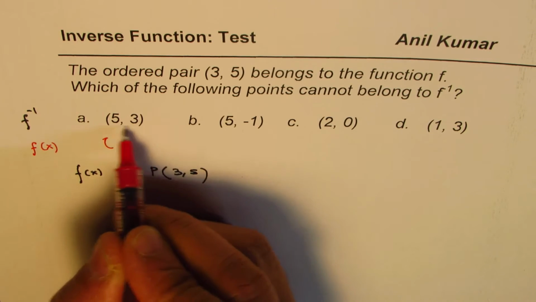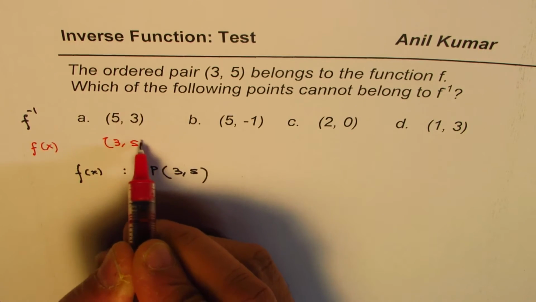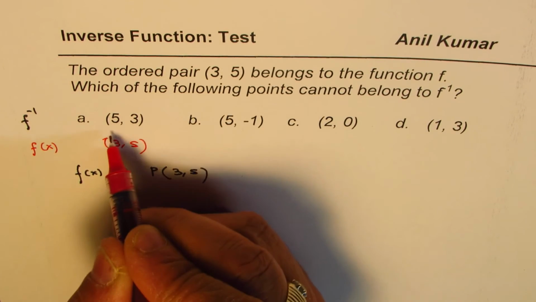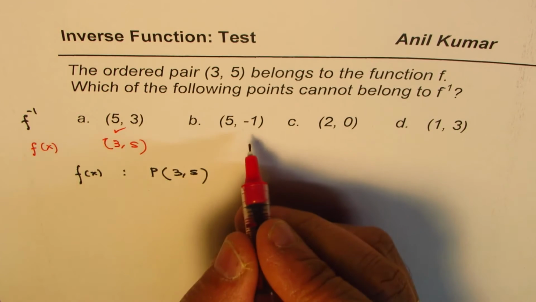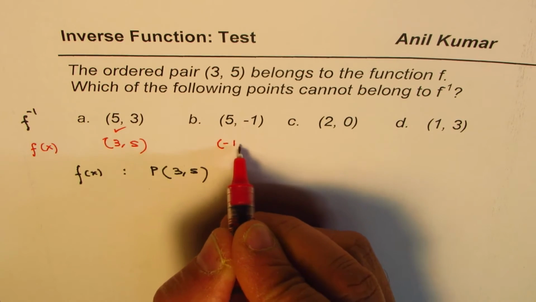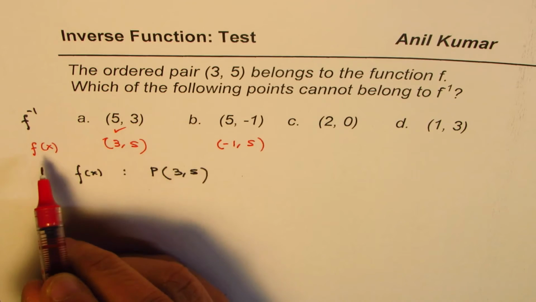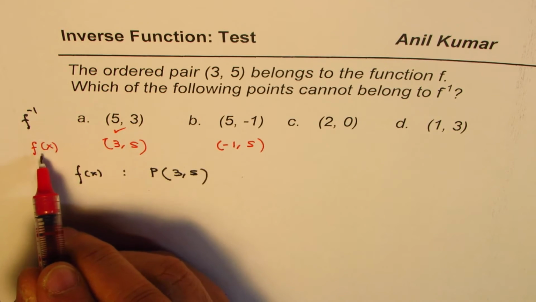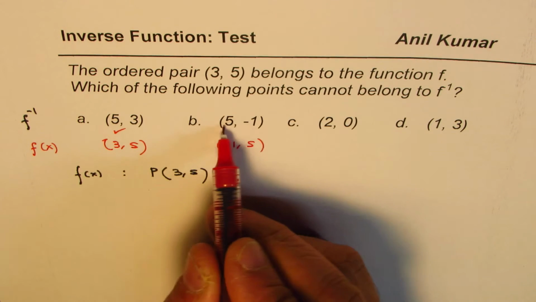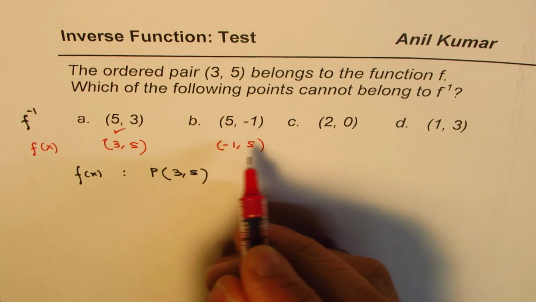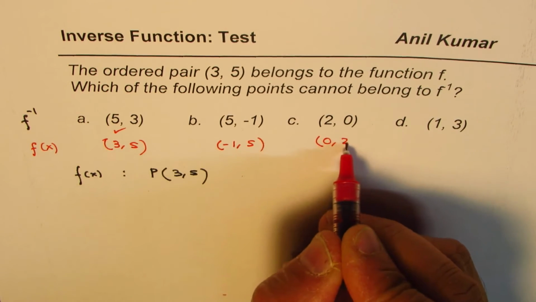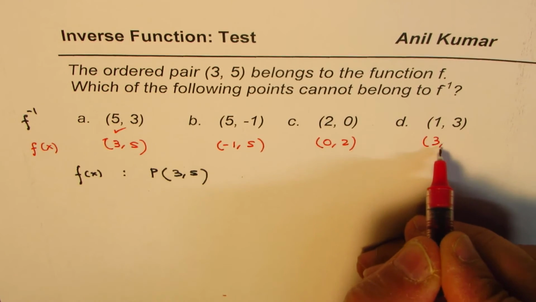So we have to swap the points. So we get (3, 5) here. Well, (3, 5) is there on the function, so this is okay. Here what we get is (-1, 5). To get the point on the function from inverse of the function, we have to swap x and y, correct? Just interchange them. And these are the possible points.